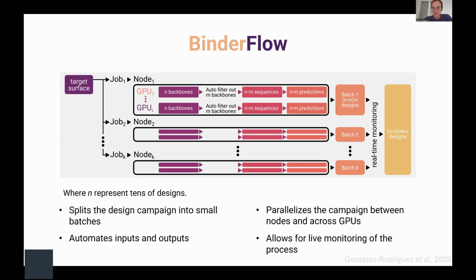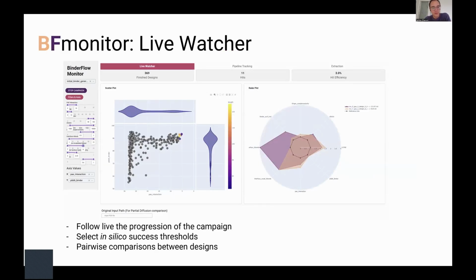Another advantage of the live monitoring of the process is that it can be easily visualized, and to that end, we created a Python web app, which is called BFmonitor. BFmonitor allows you to monitor how the campaign design is going. It eases the task of debugging the pipeline if something is off, and also allows you to extract not only the PDBs, but also the complementary DNA sequences ready for work.